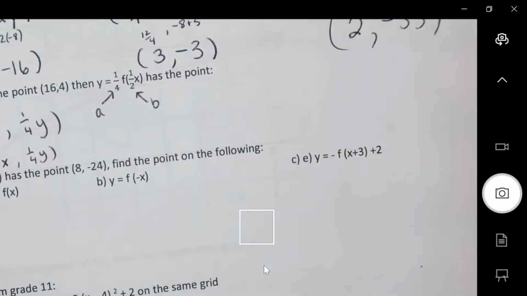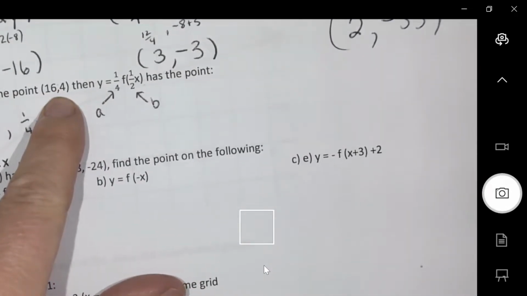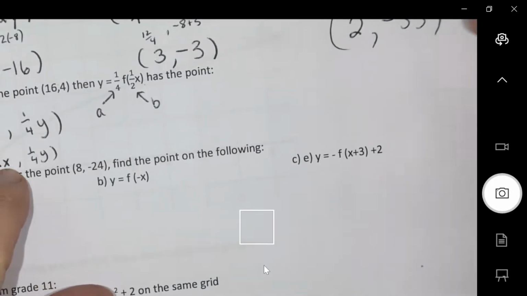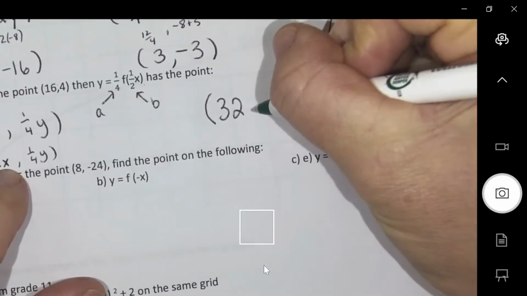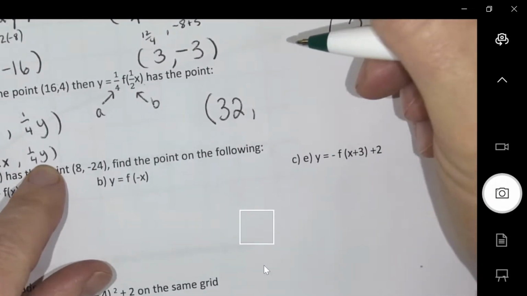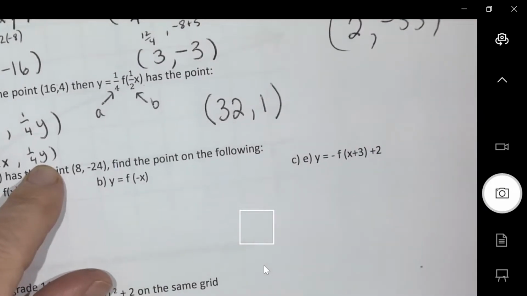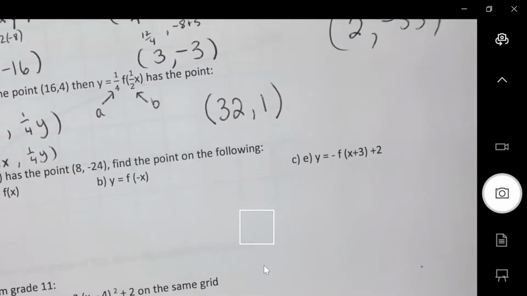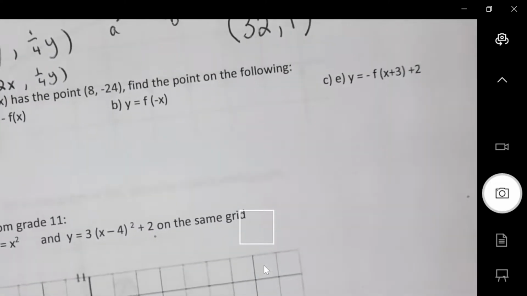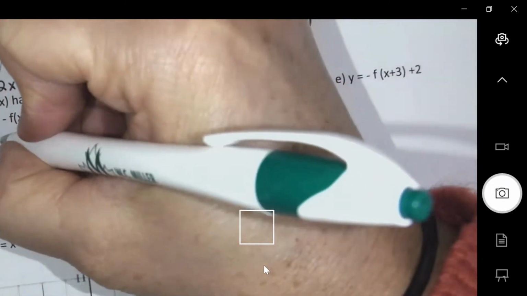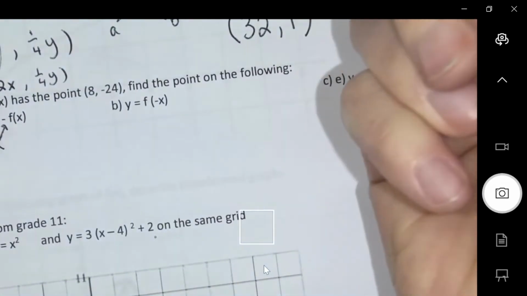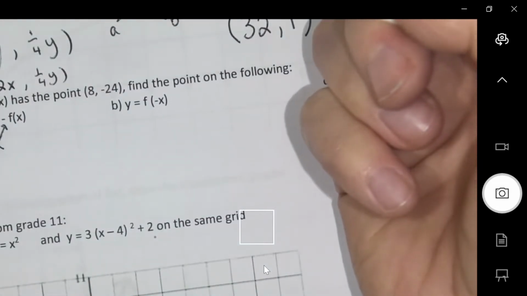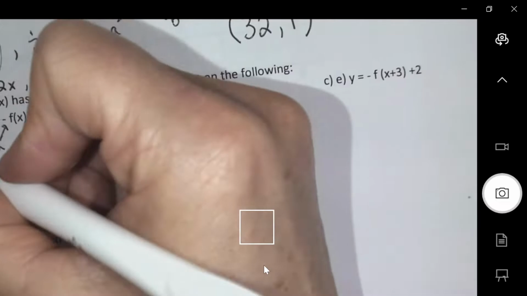Okay, so let's change 16, 4. It's going to now become 32. So obviously it horizontally got stretched. Comma, what's 1/4 of 4? 1. It got vertically compressed by 4. Okay. This is an A or B? An A. So that changes the X or the Y? The Y.